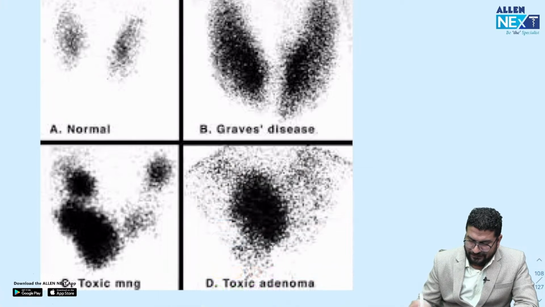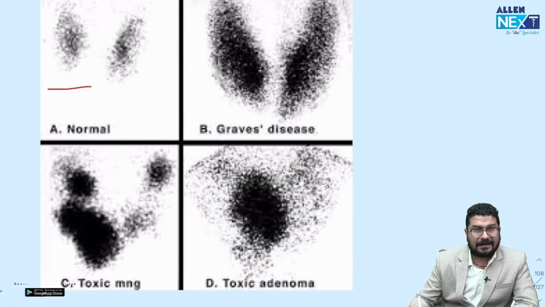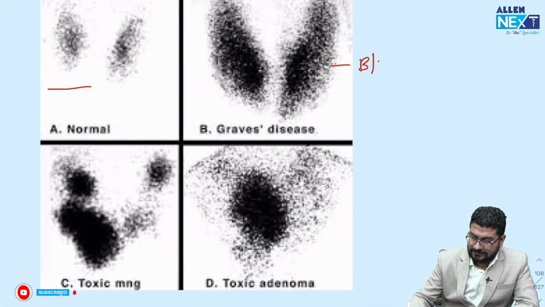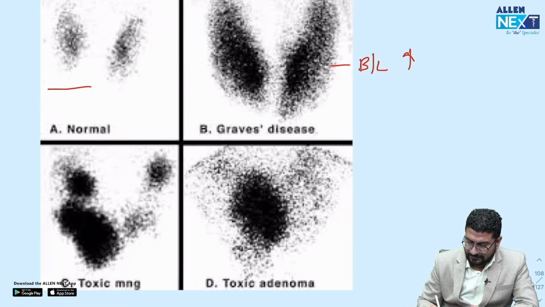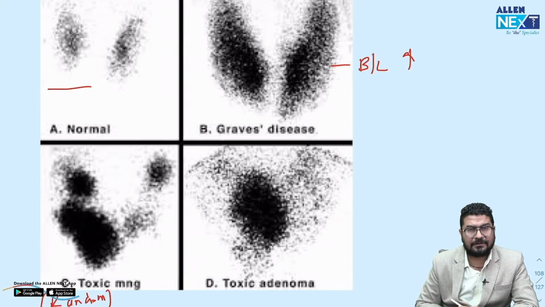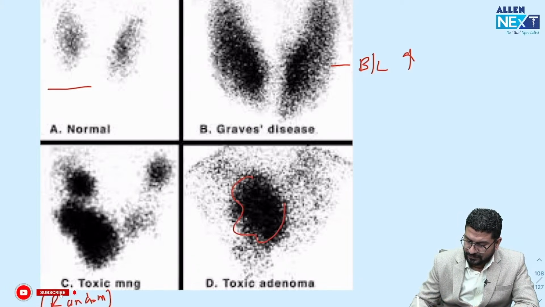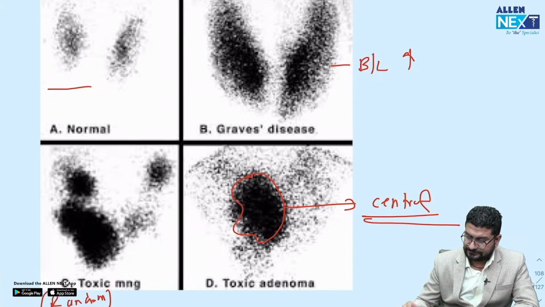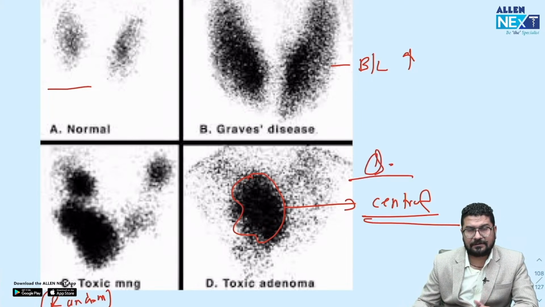You will see a normal uptake, and bilateral increased uptake we see in Graves' disease. If you see a random or unequal uptake, we see that in toxic multinodular goiter. But if you see more of a central uptake, that is seen in a patient of toxic adenoma. This question came in one attempt before.